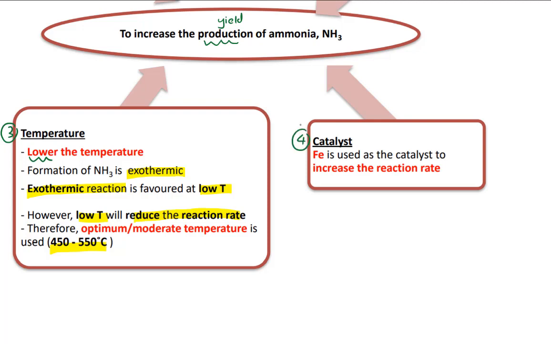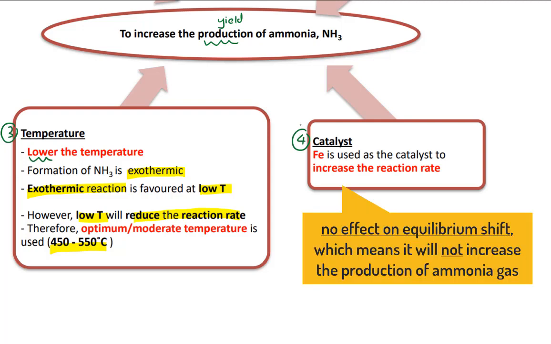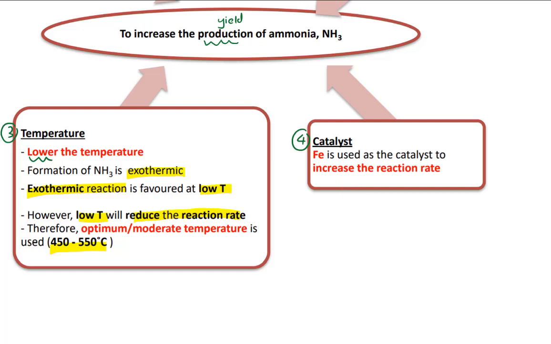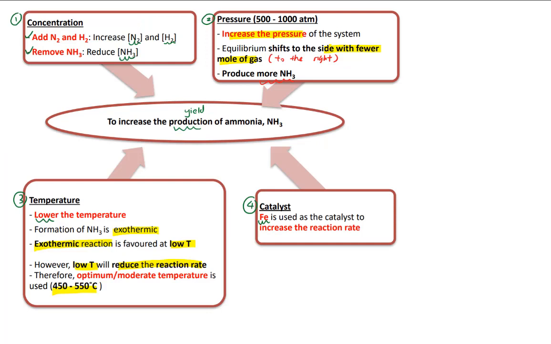Lastly, the factor of catalyst. Remember that adding a catalyst will not affect the equilibrium shift, but it can increase the rate of reaction. Therefore, iron, Fe, is used as the catalyst to increase the reaction rate. So overall, you have 4 suggestions to increase the production, but the catalyst will only increase the rate of reaction.